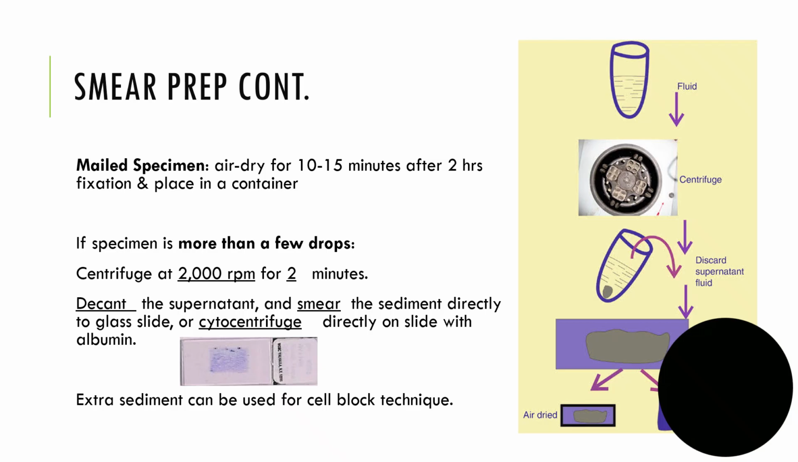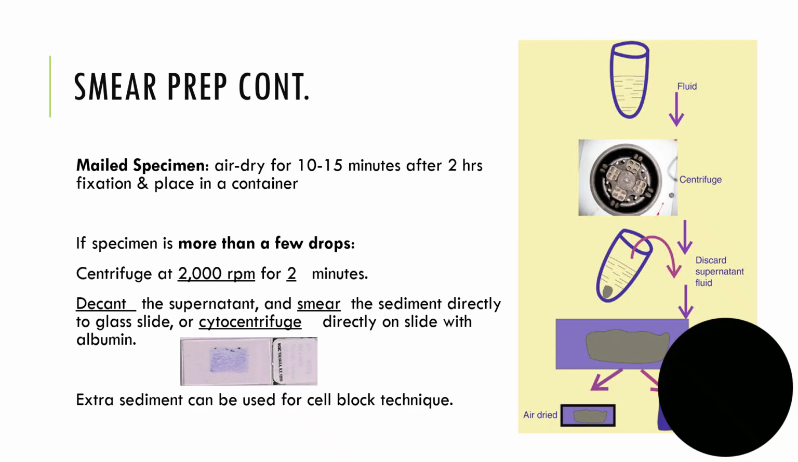Now, let us address some special situations you may encounter in smear preparation. First, mailed specimens. If a specimen is going to be mailed to a referral laboratory, the proper procedure is to fix it for 2 hours first, then air dry it for 10 to 15 minutes, and then place it in a protective container. This ensures the fixation is complete before transport, and air drying reduces the risk of damage during shipping.